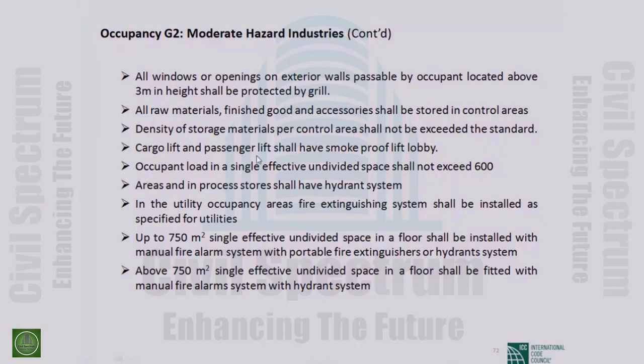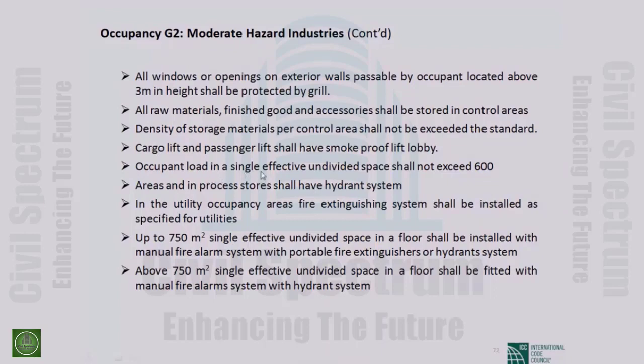Cargo lift and passenger lift shall have a smoke-proof lift lobby. This is true if the cargo lift moves more than 2 stories. If it is only 1 story, you do not need that. It is not written here, but remember that if a cargo lift moves only 2 stories, it does not need a smoke-proof enclosure. If it moves beyond these 2 stories, it needs a smoke-proof lift lobby.